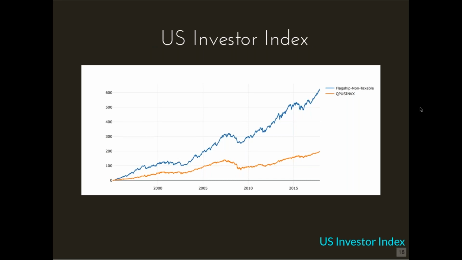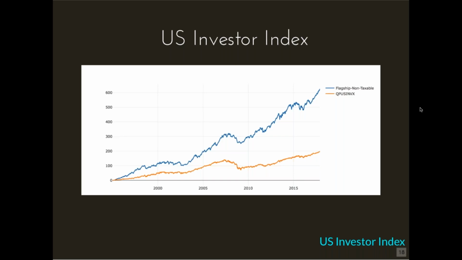This is the right comparison, in my opinion. This is how Flagship compares to the US Investor Index. Here, the volatilities of both these are very similar. The drawdowns are very similar. The maximum drawdowns are very similar. And of course, it's an upward sloping graph, and we can feel happy about that. But I'm just trying to show that there's a lot of opportunity compared to what an average US investor did.